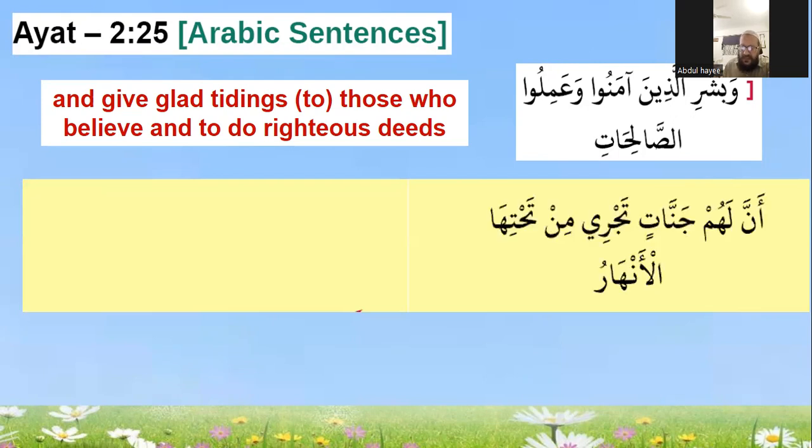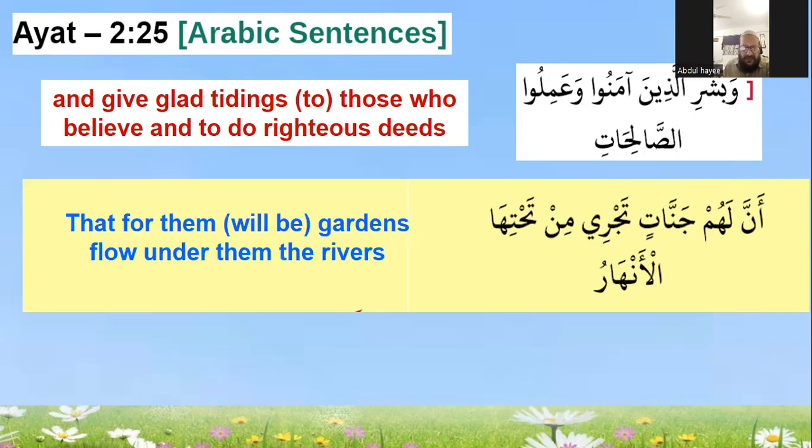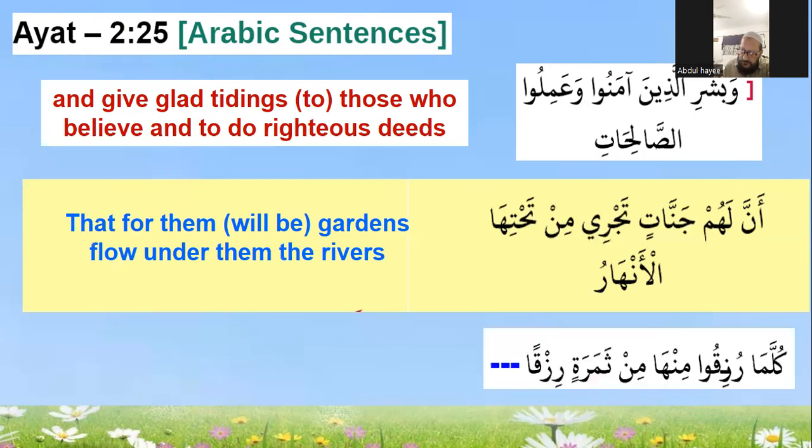أَنَّ لَهُمْ جَنَّاتٍ تَجْرِي مِنْ تَحْتِهَا الْأَنْهَارِ. What is the running translation of this sentence? That for them will be gardens flowing under them the rivers.